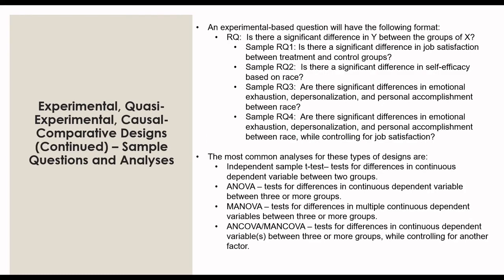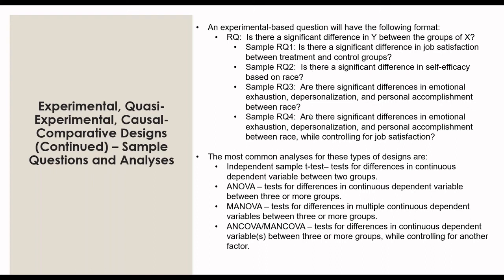Okay, so here we have sample questions for this. An experimental based question will generally follow this format here. Is there a significant difference in Y between the groups of X? So Y is your dependent variable and X is your independent. So it's a little bit different than the regression. You swap the position of your independent and dependent variable. Your dependent is going to come first. Is there a significant difference in your dependent between the groups of your independent?